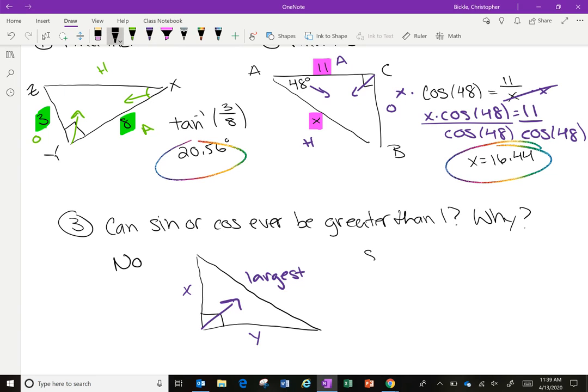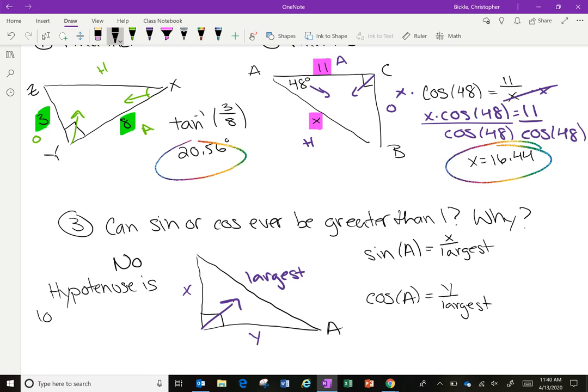But if I think about this, the sine of any angle, let's call it a, is x over the largest side, whatever that value is. Cosine of a would be y over the largest side. If you have a fraction and the denominator is bigger, that's always going to be smaller than 1. So really, the reason this can't happen is because the hypotenuse is the longest side, and the hypotenuse is in the denominator.